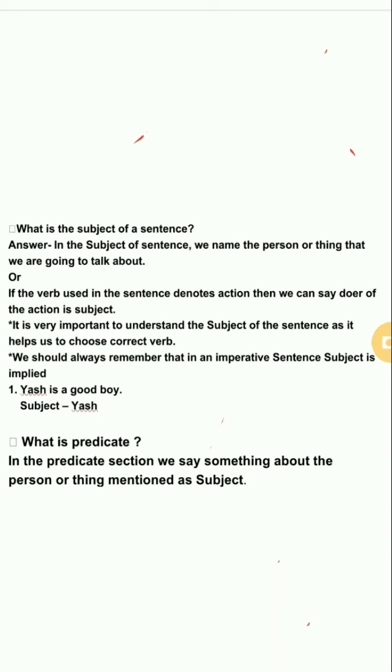So here I hope this thing is clear to you, that what is the subject and how to find out a subject. Now let's see an example. Yash is a good boy. So who is a good boy? Yash. About Yash we are talking here.